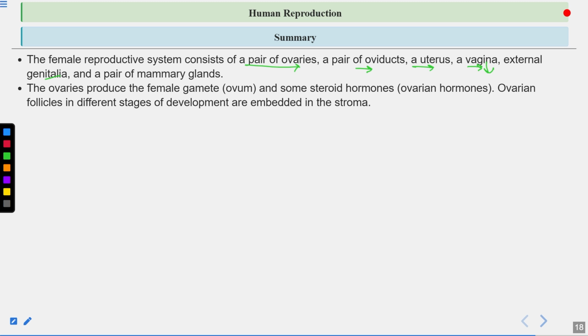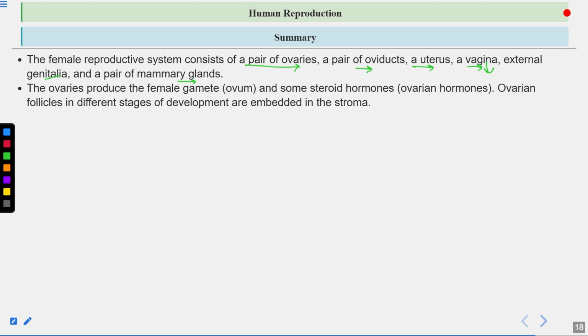Where is the clitoris present? The clitoris is present at the junction of the 2 labia minora. Then there is a pair of mammary glands also, which is involved in child care. So mammary glands are not directly involved in reproduction, but they are involved in child care.